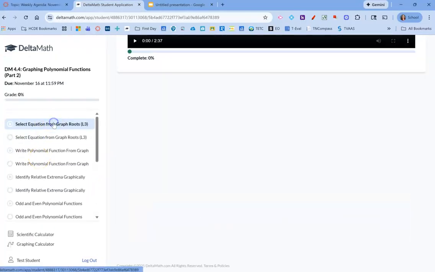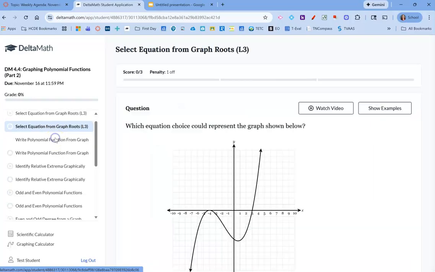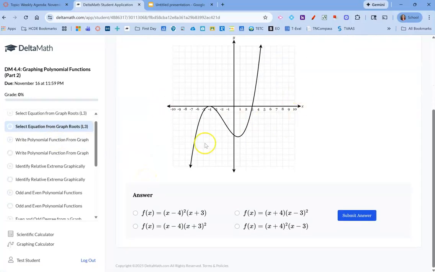Okay, so here is the Delta Math. On this, again, you'll watch the video, take notes from the video, write down some example problems, whatever you need to do, and then you'll have some check your understanding practice problems over it. As just a quick overview, you're looking at x-intercepts here. This is x equals 3, so that means the factor is x minus 3. Notice that this x-intercept crosses through the x-axis, so that means it has a multiplicity of 1. It only happens once.